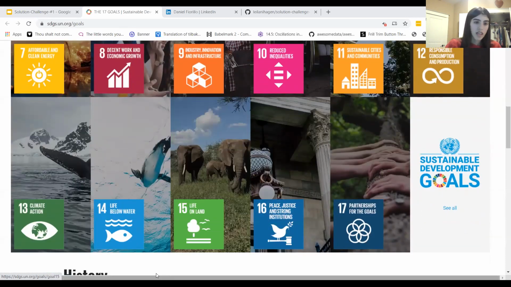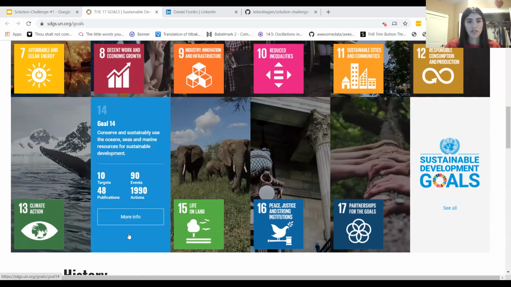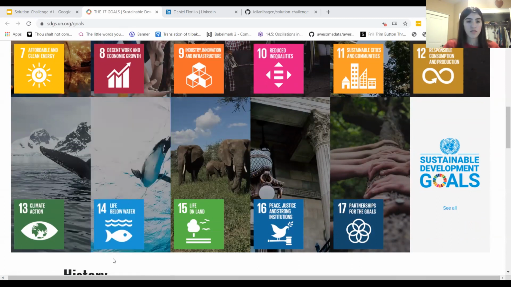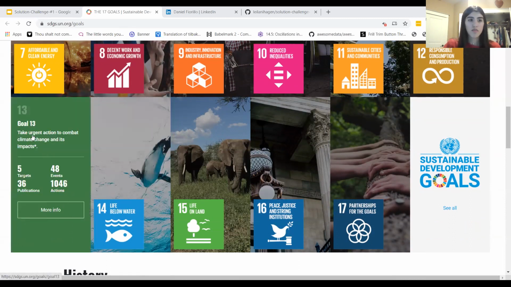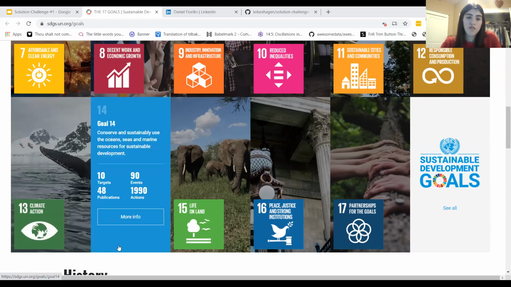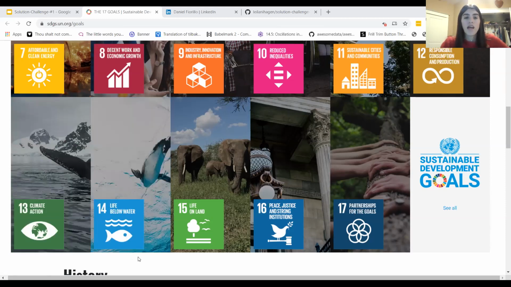And then we have life below water, which is number 14. So that one is conserve and sustainably use the oceans, seas, and marine resources for sustainable development. And then climate action, that might seem kind of similar to life below water. But if we read the description, it's take urgent action to combat climate change and its impacts. So the difference between these, number 14, I think it's more about how do we continue to use the ocean as a resource for humans while keeping it a safe place for the sea life that lives there? And like, how do we share the ocean, basically?